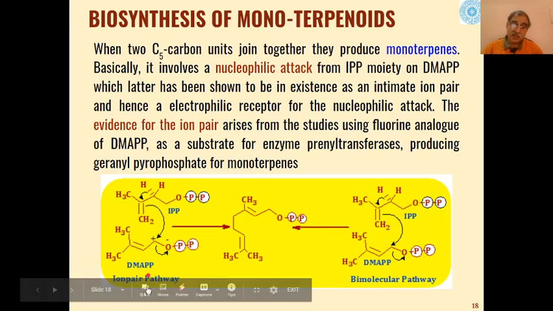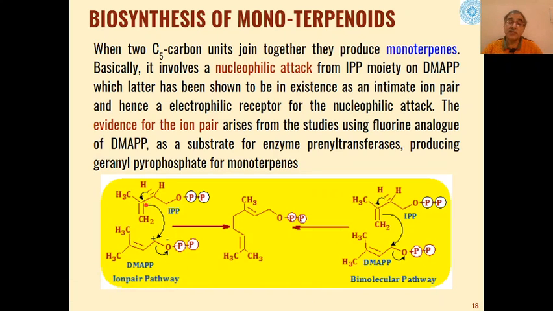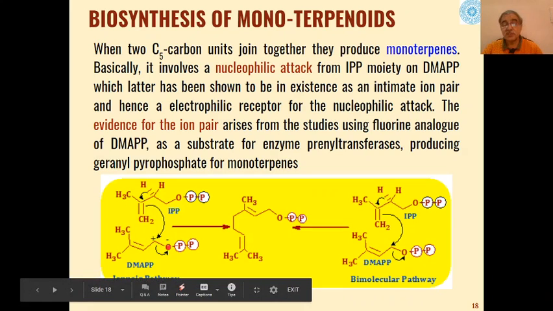And either this can take place by ion pair method. So here this will act as a nucleophile, and oxygen is highly negative, delta negative charge, so carbon will be having delta positive charge. So this is ion pair method. Or bimolecular pathways, that simply this will act as a nucleophile and this will be substituted. So nucleophilic substitution reaction. So this is the mechanism of how a molecule of IPP and DMAPP will give us monoterpenes as the product.